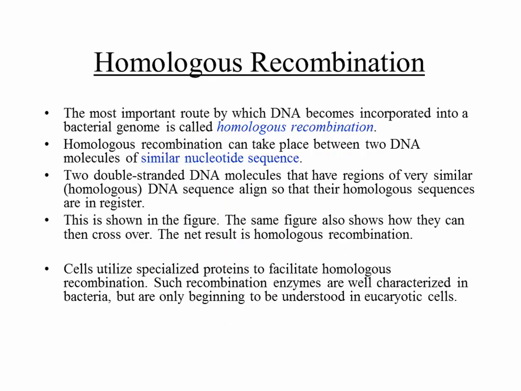So this is the figure that I showed you, and the same figure also shows how they can cross over, and the net result is what is called homologous recombination. Cells utilize specialized proteins to facilitate this kind of homologous recombination. Such recombination enzymes are well characterized in bacteria, but are only beginning to be understood in eukaryotic cells.